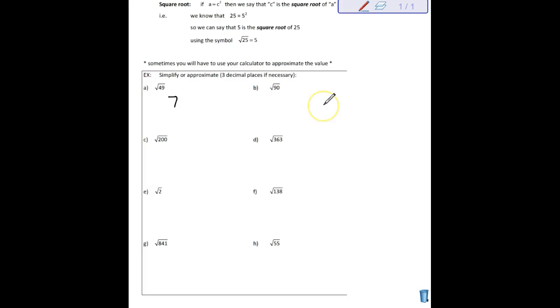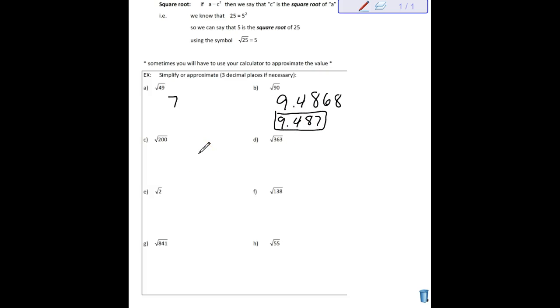But 90, on the other hand, is not. So we have to use our calculator to approximate the square root of 90. And what I get is 9.4868, and it says round to 3 decimal places, so I'm looking at this 8, that will round this 6 up, so this is 9.487. That's the answer I'm looking for there, okay?